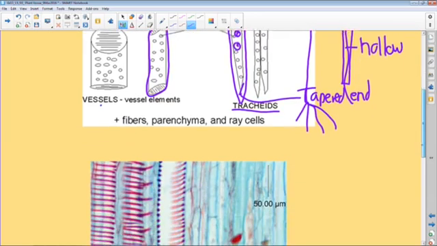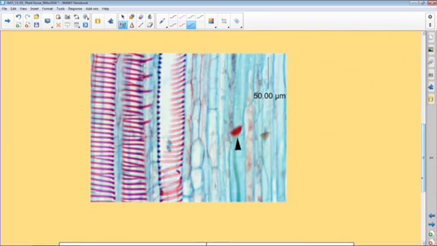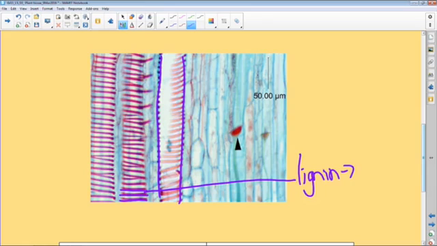Now, if you have a look at what it looks like underneath a micrograph, here's the hollow tube. These walls are also strengthening, because can you see these red rings? Those red rings are lignin, and lignin is hard.